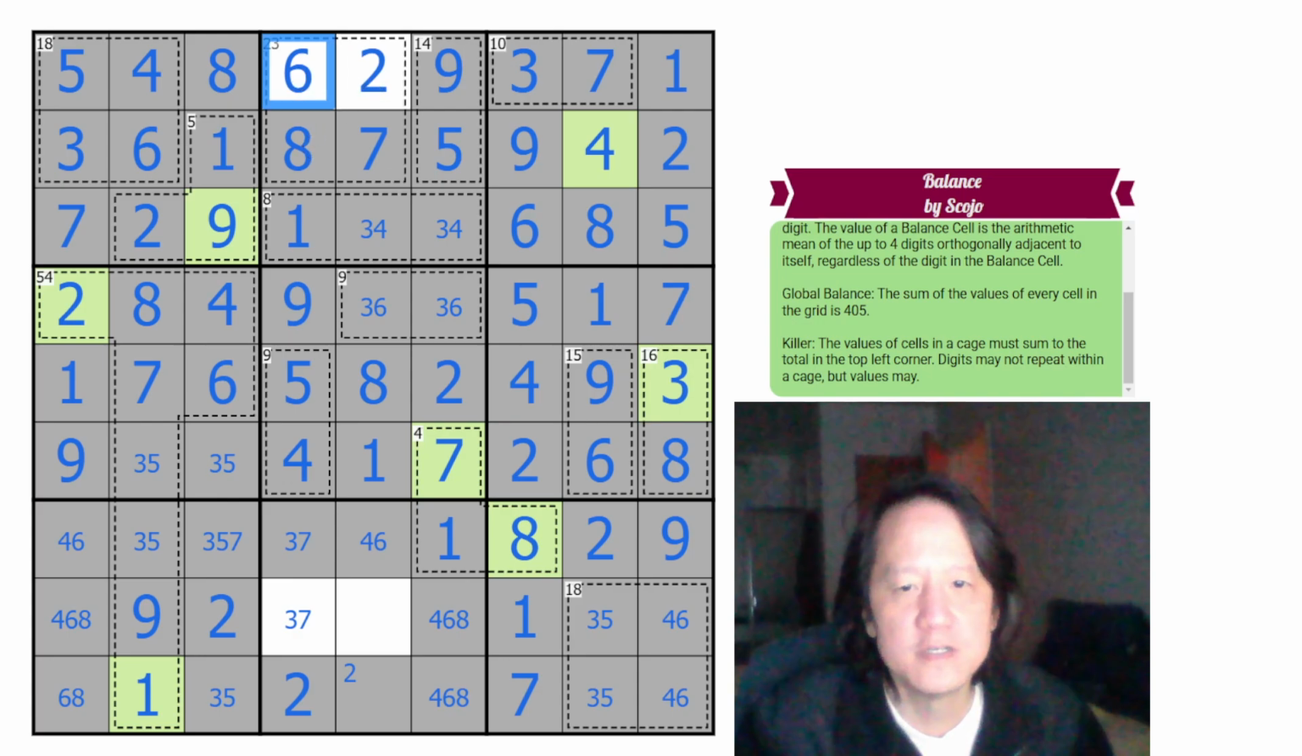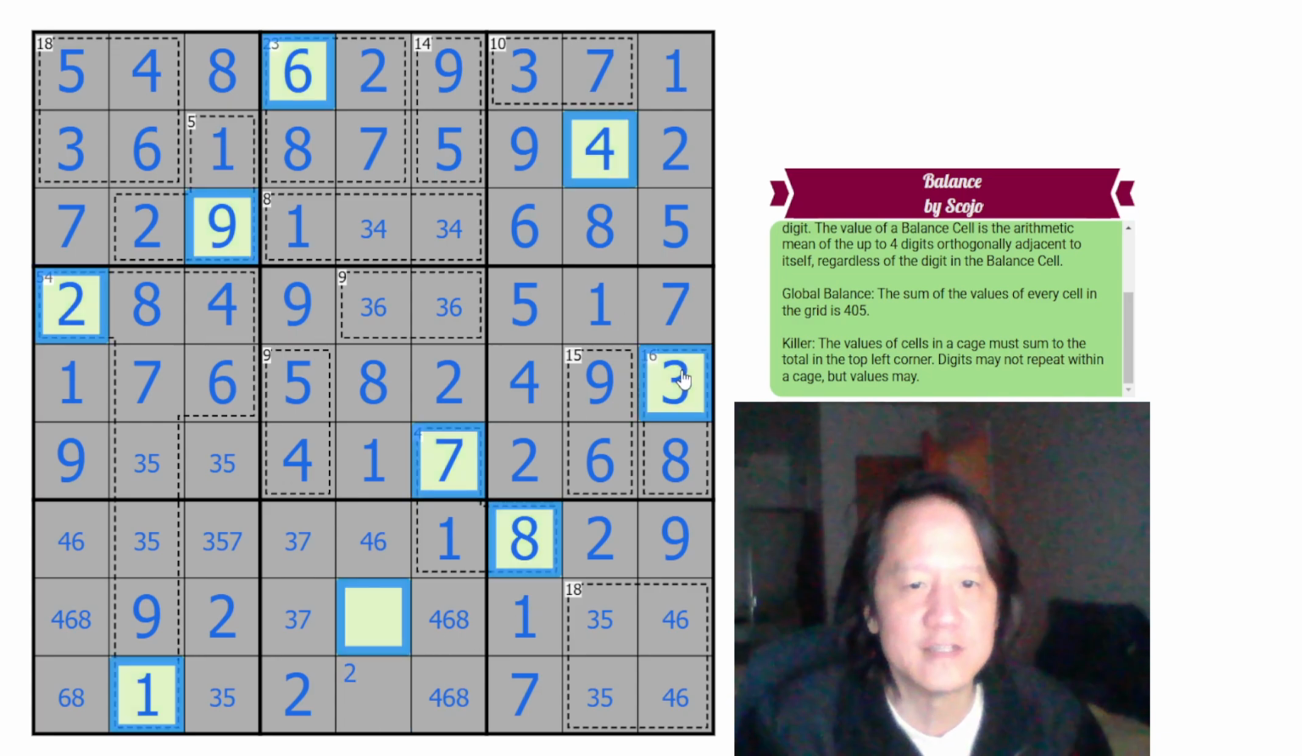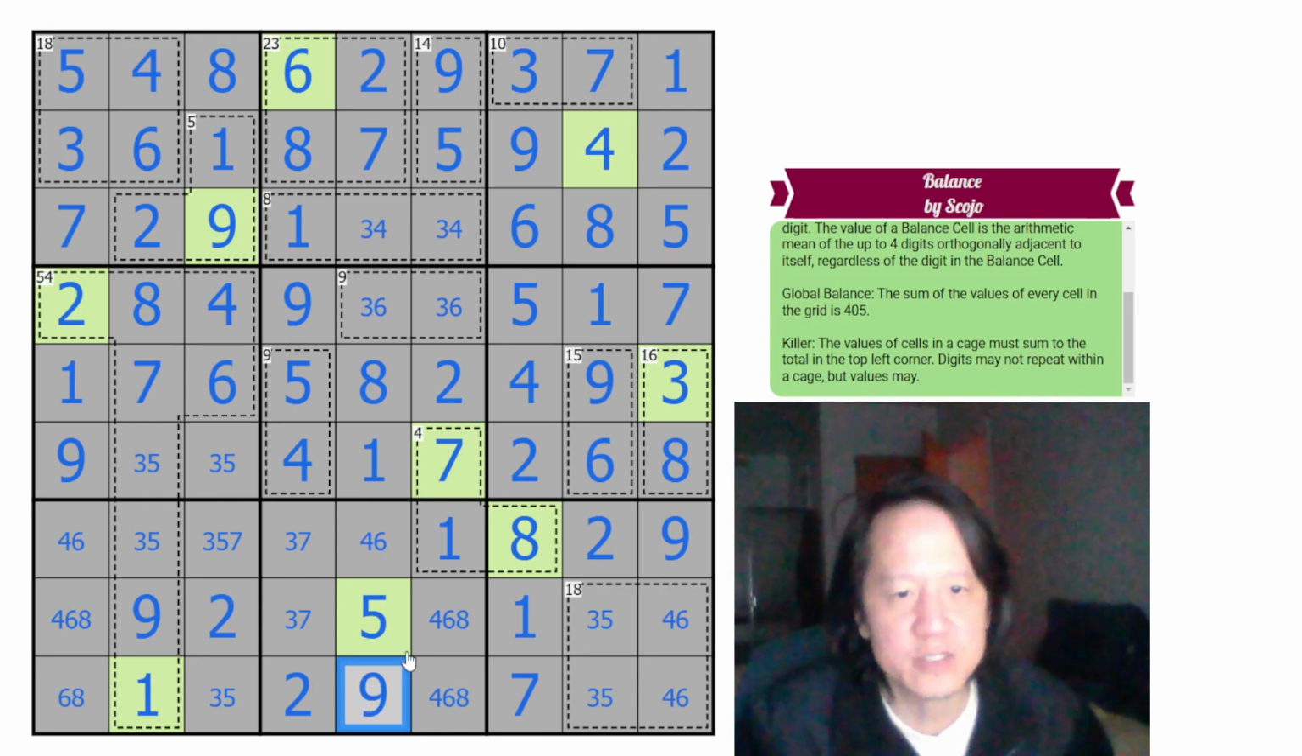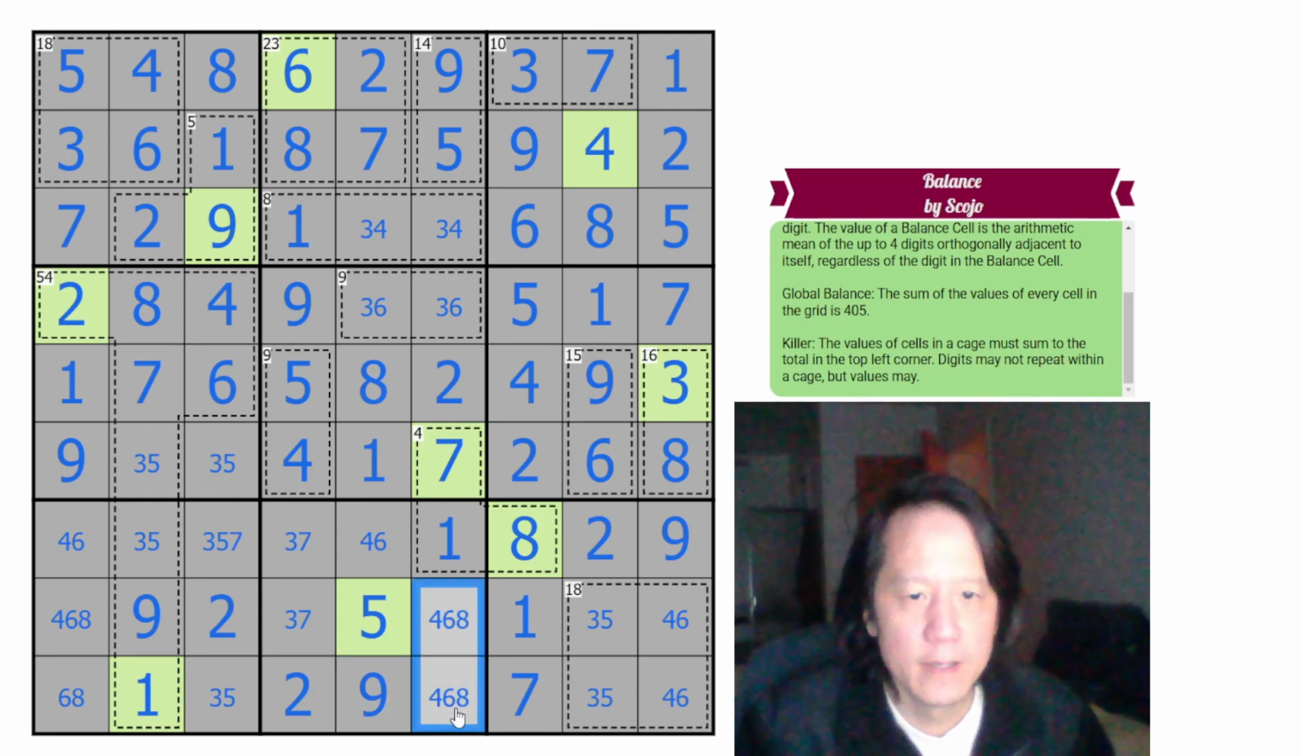Therefore, this is the balanced cell. This is not. Therefore, this can't be the balanced cell. Therefore, this is. And we know this contains a 5 because that's the only digit that's not in a balanced cell. So this is a 5. This has to be a 9 specifically. Okay.